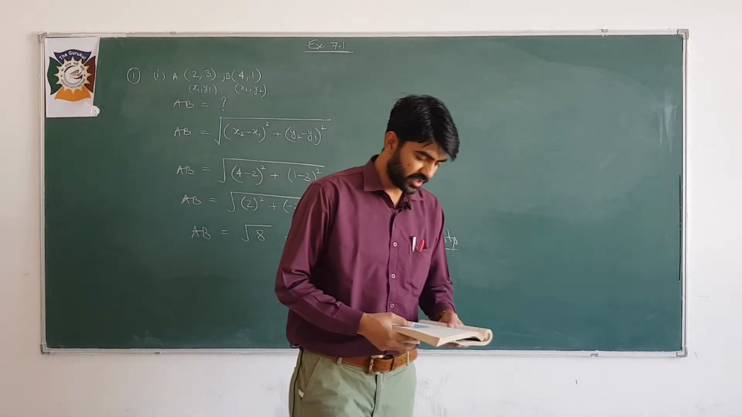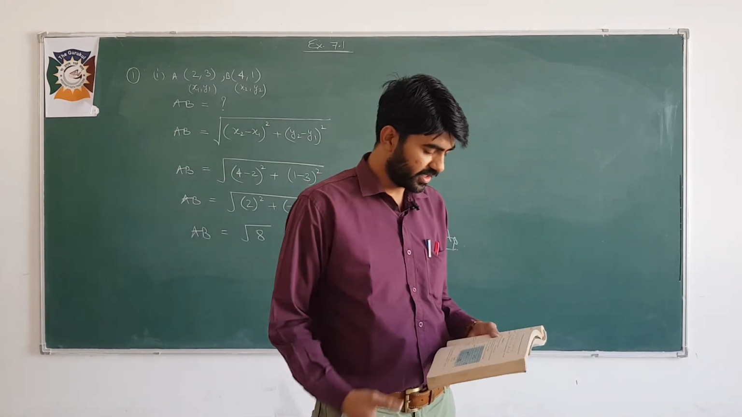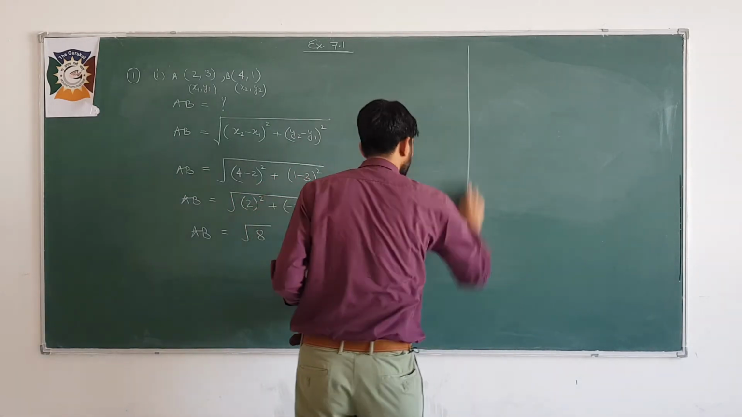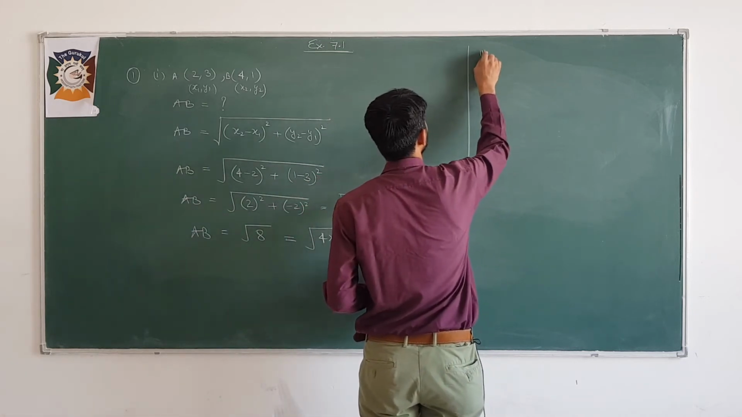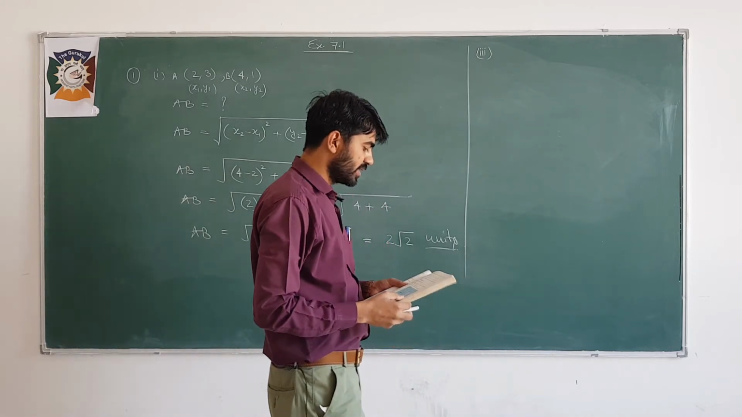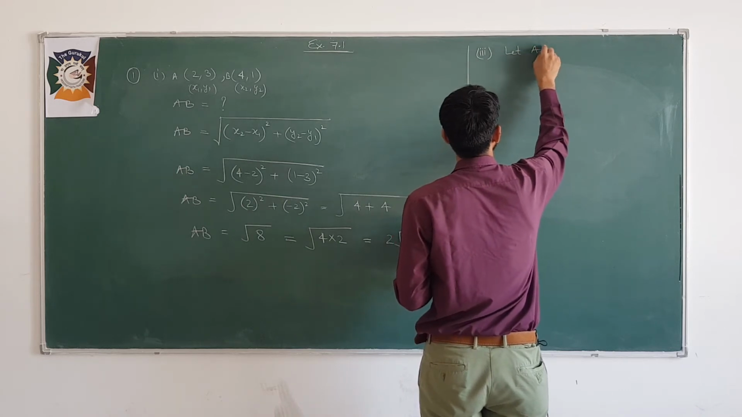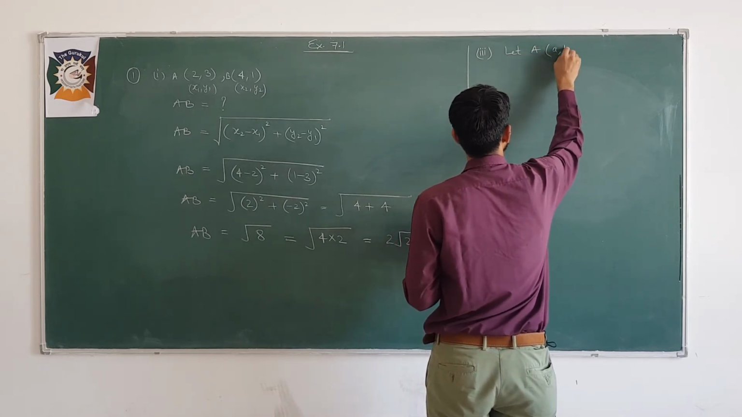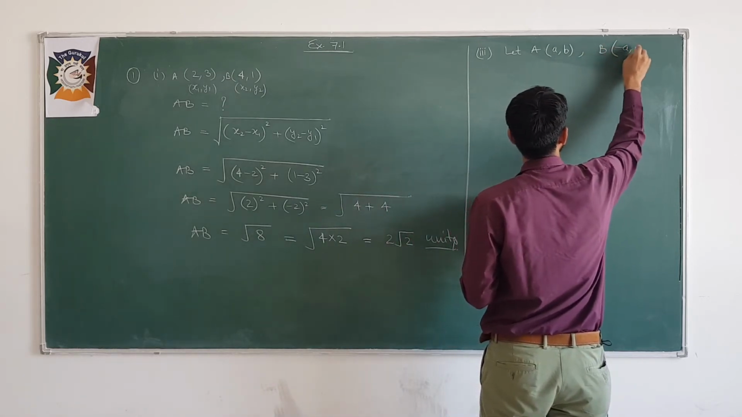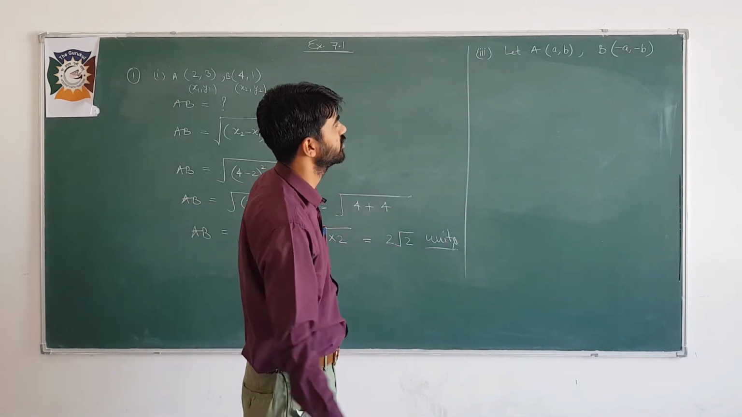Similarly, we can do the second part and similarly the third part. I think all the parts are same. Third part, I am going to solve now. Part 3. What is part 3? Given points are, let A be (a, b) and B be (minus a, minus b). These are the given points and we need to find the distance between these 2 points.